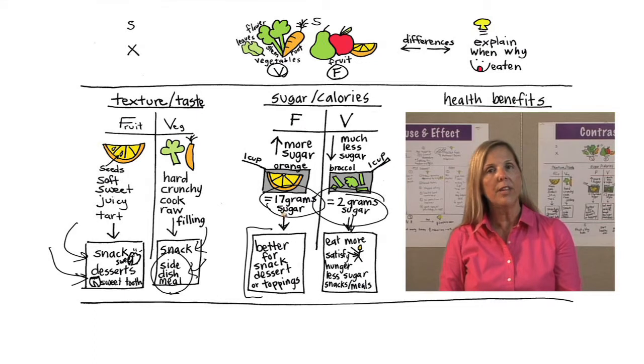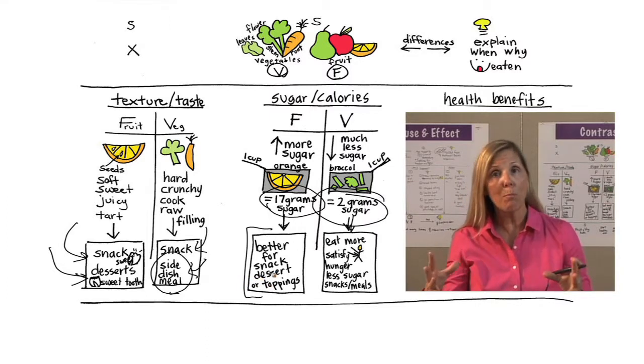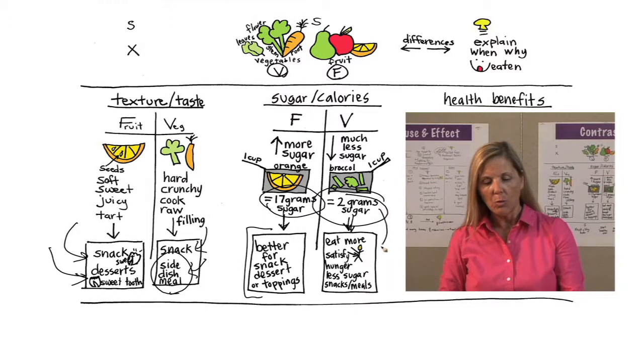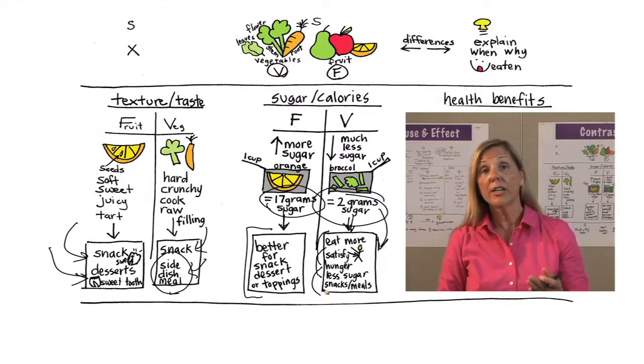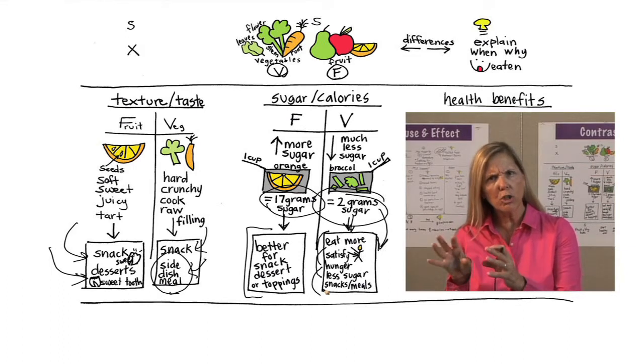Because of the high amounts of sugar in fruit, they're better for a snack, a dessert, or toppings on food, so that you're not eating so much of them. But when we look at vegetables, you can eat more of them. They're going to satisfy your hunger, and there's less sugar. You can have vegetables for snacks and for meals. Fruit, you have to be a little bit more choosy about.